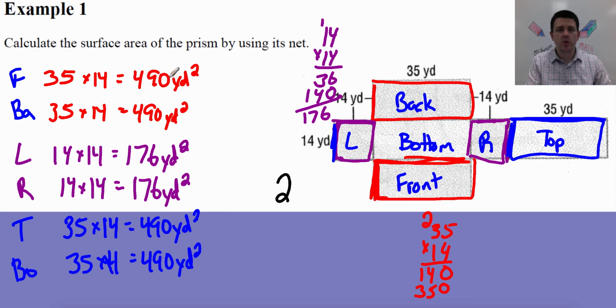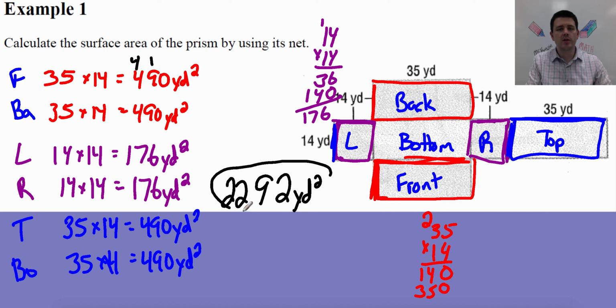6 and 6 is 12, 10, 19, 25, 31, 40, 49. Carry the 4. 4 and 4 is 8, 12, 13, 14, 18, 22. So 2,292 yards squared. That's my surface area. It's the area of all of the separate faces all combined together.